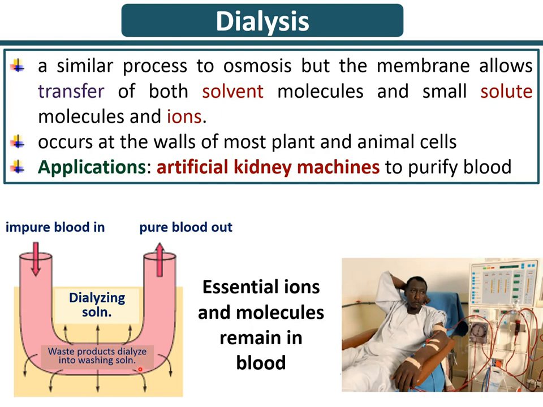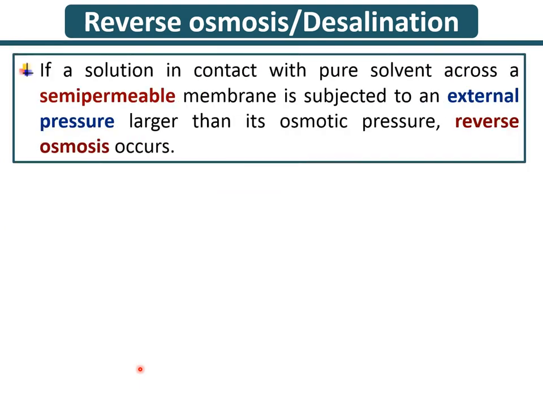Another process is reverse osmosis, which is typically used in desalination. This is an opposite process to osmosis. In osmosis, we indicated the passage of only the solvent through the membrane, from the pure solvent container to the solution container.